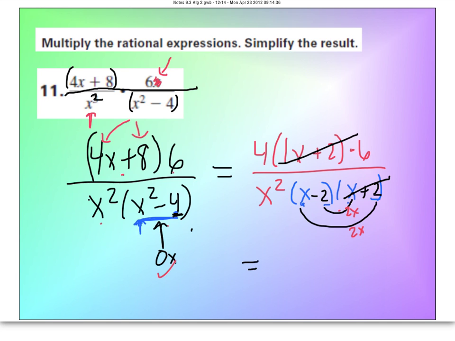On the top, what I'm left with is 4 times 6, or 24. On the bottom, I have an x squared, and I have x minus 2. And that is the final answer.